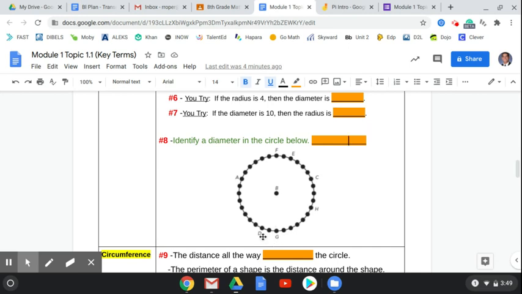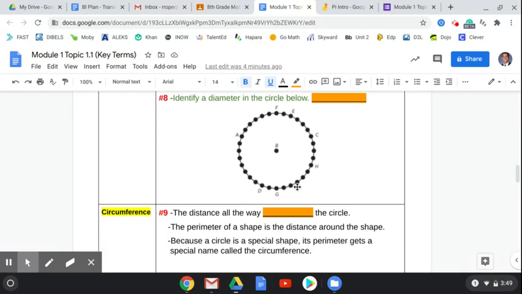So like, for example, if I go from D to E, that looks like it's going to go all the way across the circle through the center. So I could put DE in there. There are other options as well.